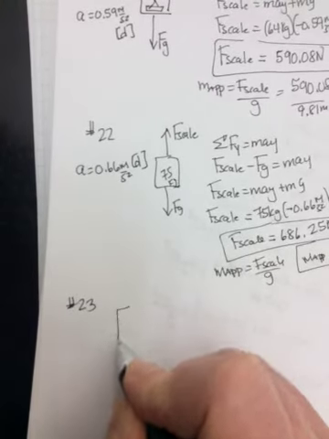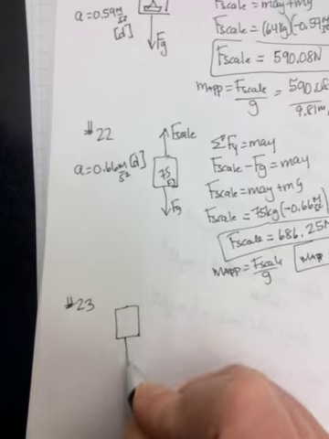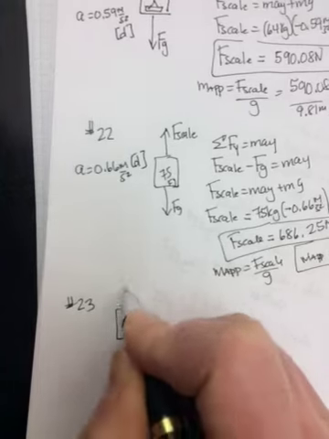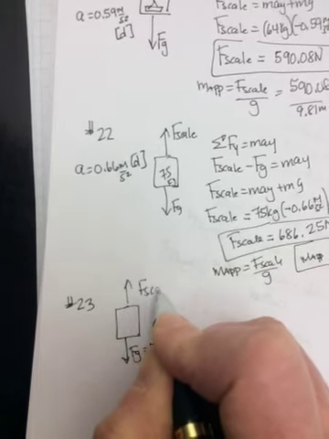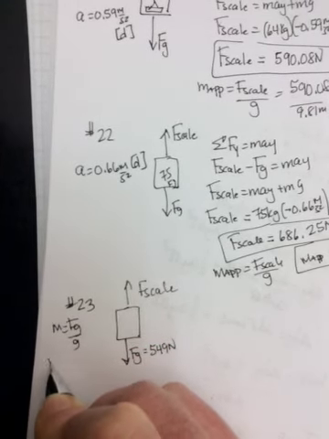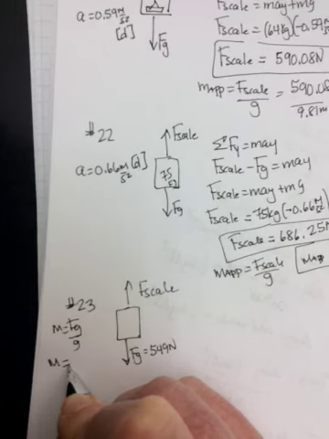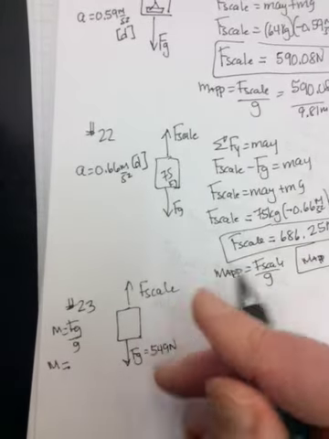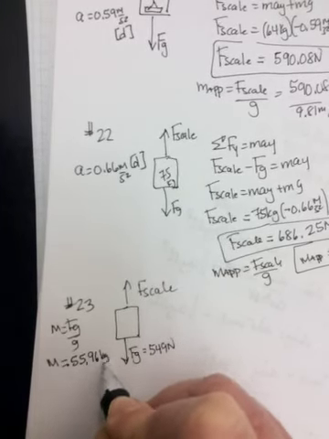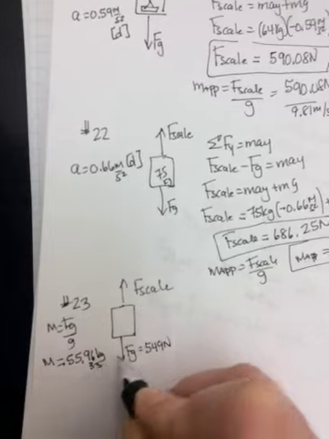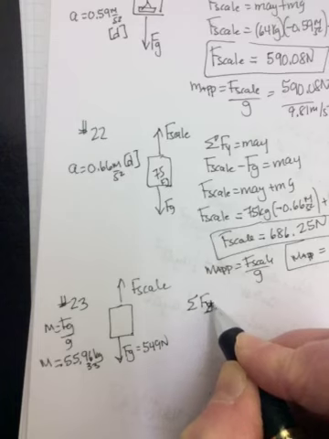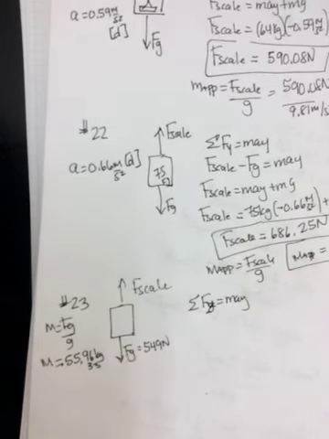Number 23 says a 549 newton person. That's the Fg. 549 newtons. This is the F scale. You can find this person's mass by doing Fg divided by G, and when you do, you get the person's mass to be 55.96 kilograms. 9633 to be exact. Okay, so you do sum of the forces in the y direction, but I think I forgot the a part. So let's go back to the question.